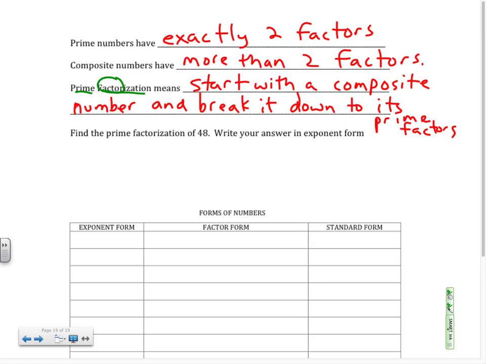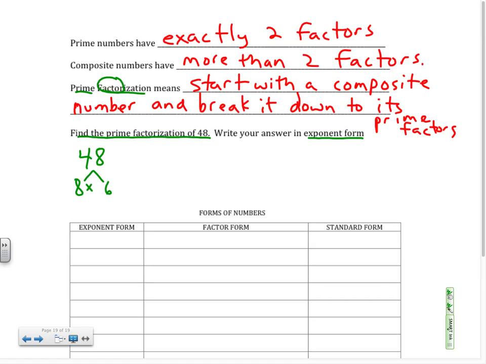So let's try finding the prime factorization of 48. And we're going to want to write our answer in exponent form. Let's see if I have room over here. All right, the number 48 is composite because it has more than two factors. I could start breaking it up into any two factors I know. So I know that 8 times 6 is 48. So now I'm done with the number 48.